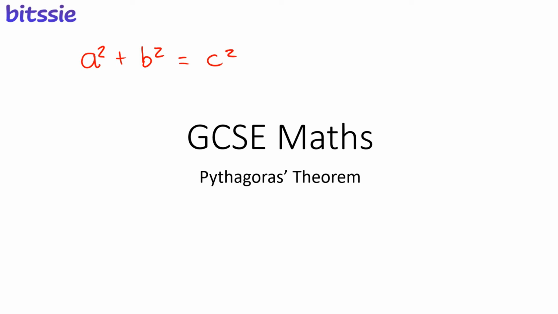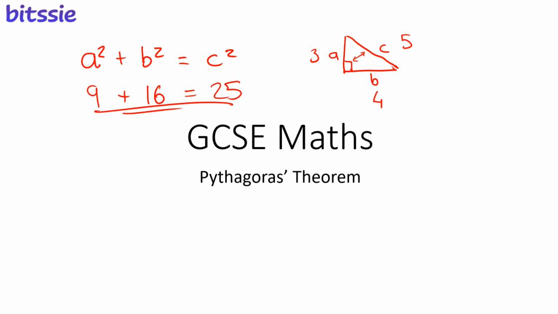So, if we had a triangle with a right angle in it, we could label the sides as a, b, and c, where c is the side directly opposite the right angle. So let's say a is 3 centimeters, b is 4 centimeters, and c is 5 centimeters. 3 squared is 9, plus 4 squared, which is 16, is equal to 5 squared, which is 25. We know that this is true.